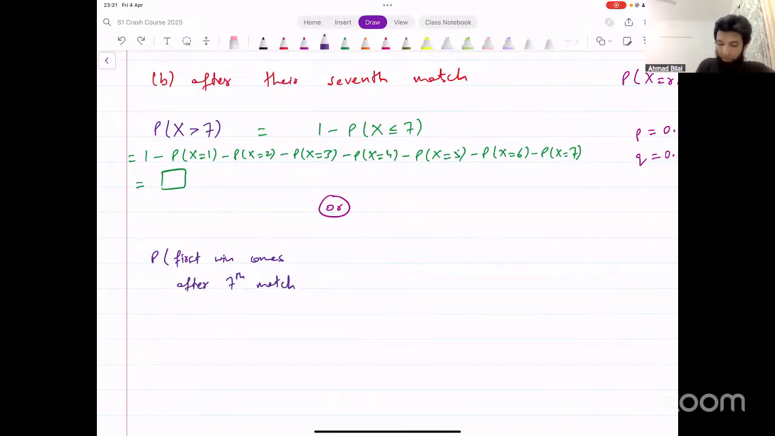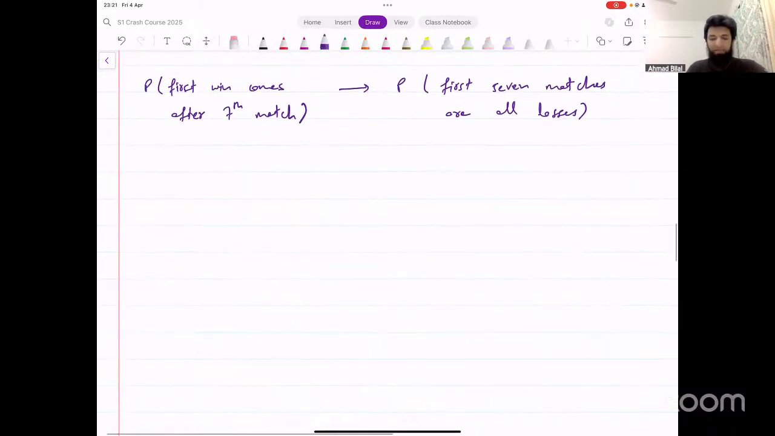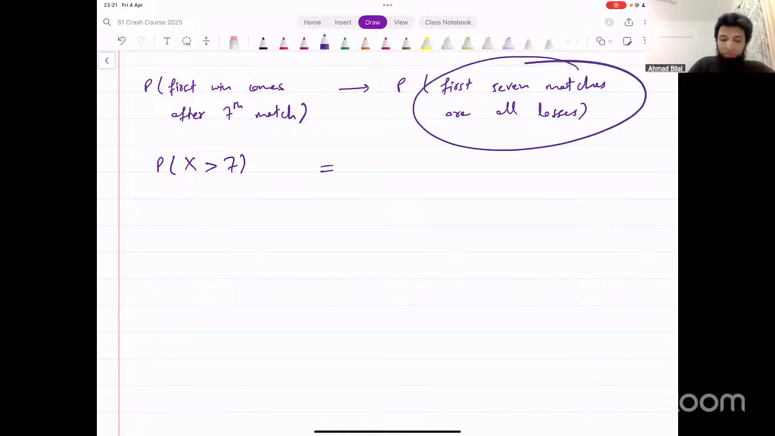You're looking for this probability. That's the same thing as saying that the first 7 matches are all losses, right? If the first time you are winning is after the 7th match, then the first 7 have to be all losses. You should have lost all the first 7 matches. So probability of x greater than 7 is actually the same as you losing the first 7 matches.